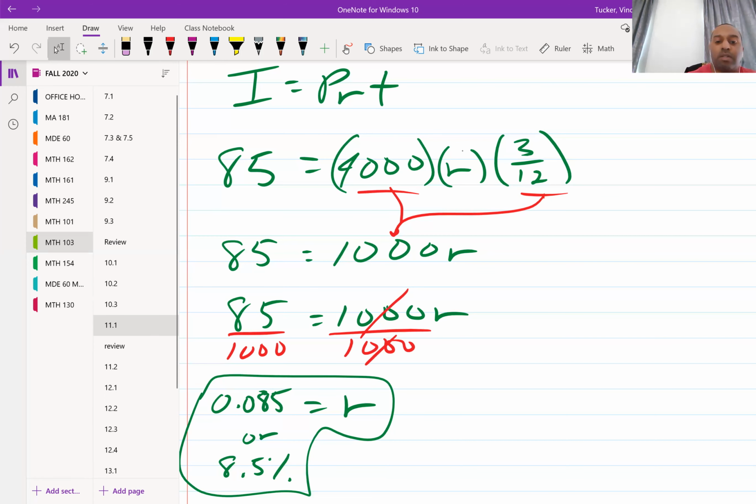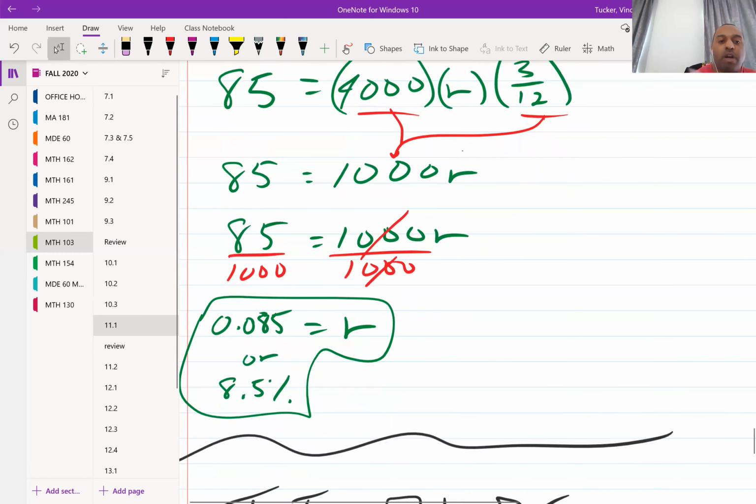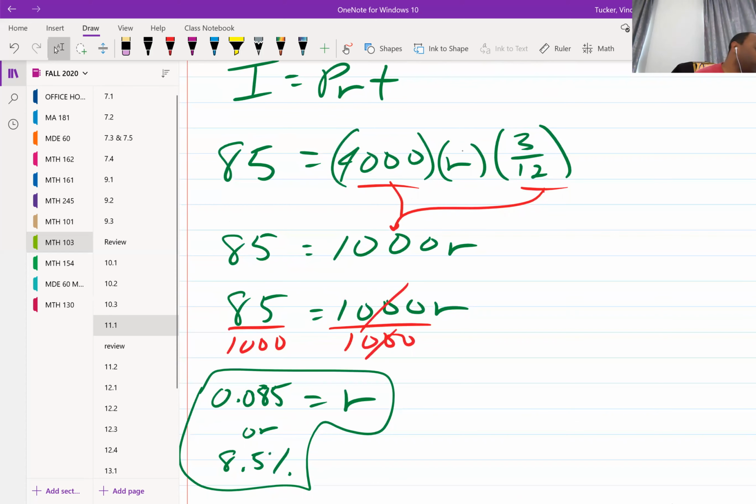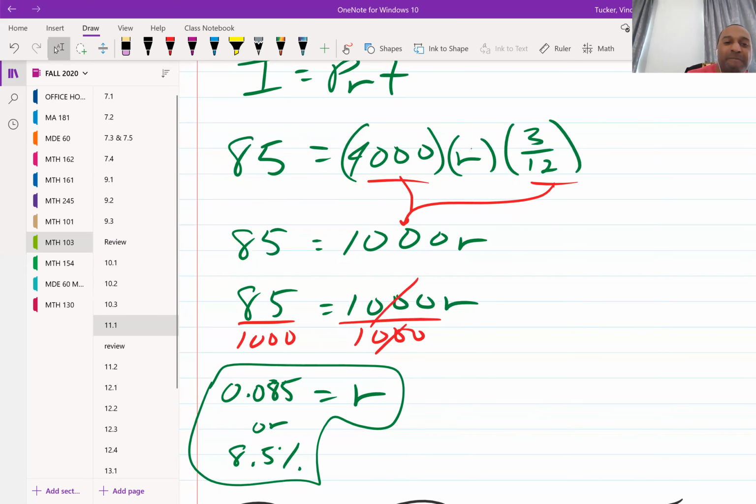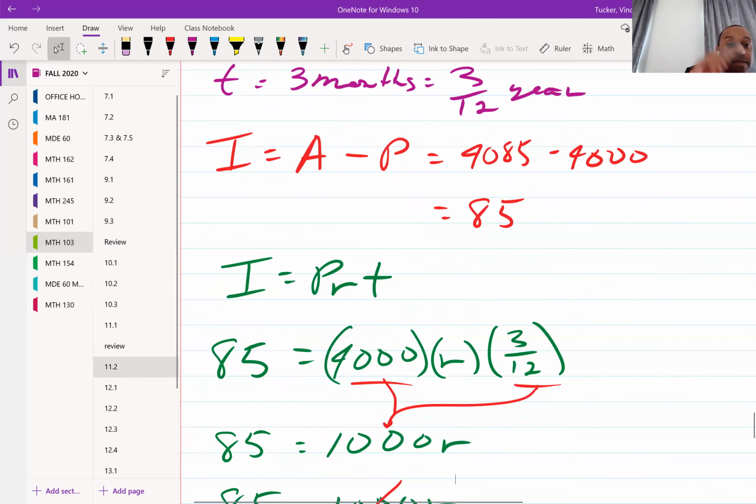All right. Any problem before we look at 11.2? Yeah, it's not too bad. As long as you stick to the formulas, you should be all right. All right, so let's look at 11.2.